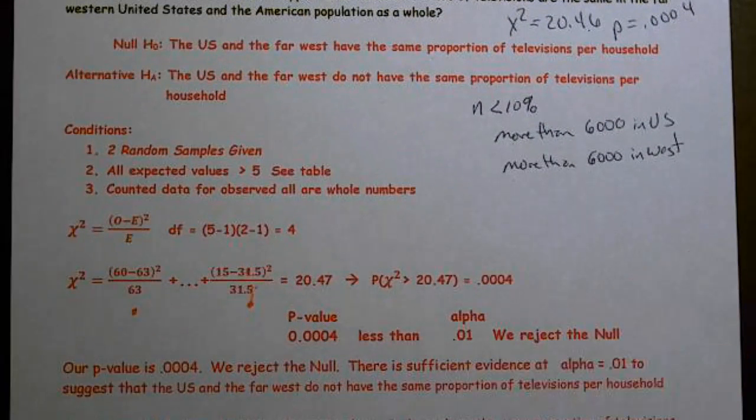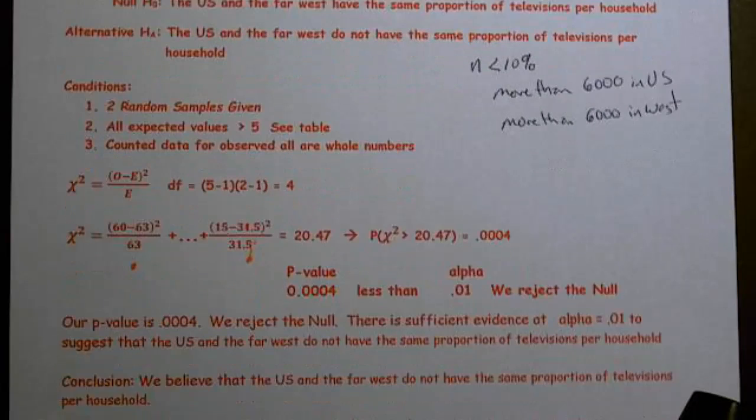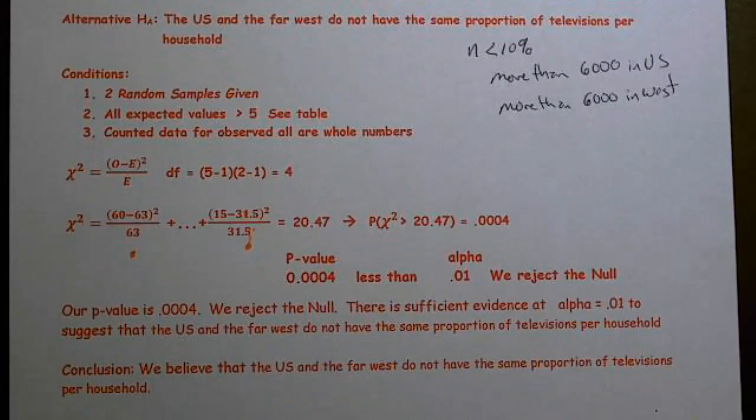Our p-value is 0.0004. We reject the null. There's sufficient evidence at alpha equal 0.01 to suggest that the US and the far west do not have the same proportion of televisions per household. All right, conclusion: we believe that the US and West do not have the same proportion of TVs per household. The proportions vary. So we rejected the null.